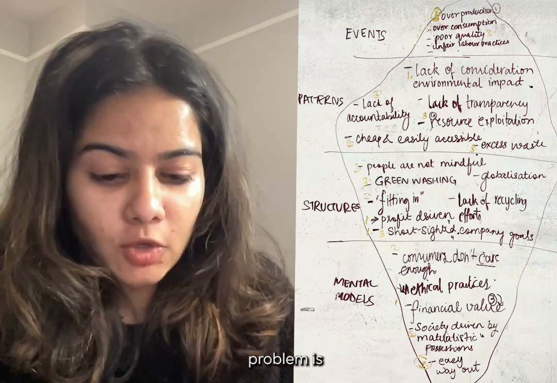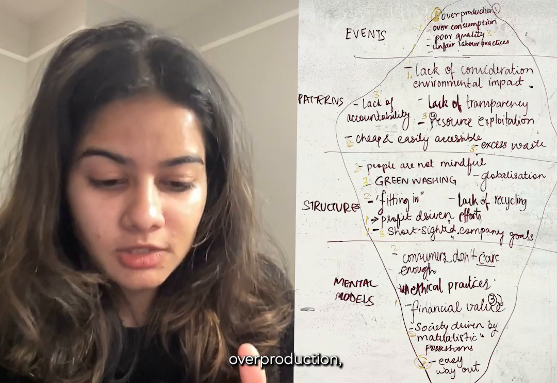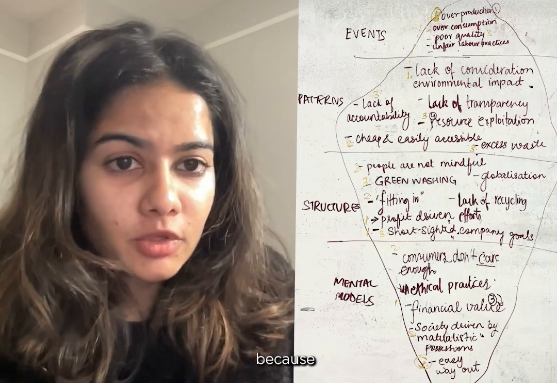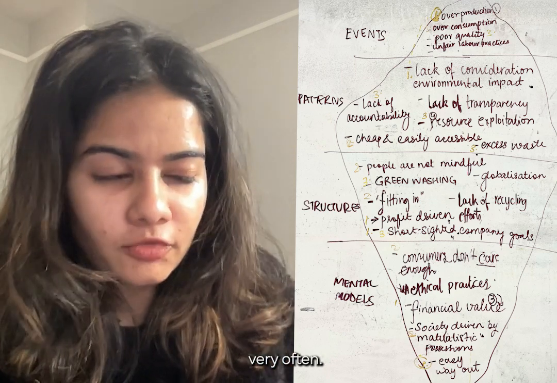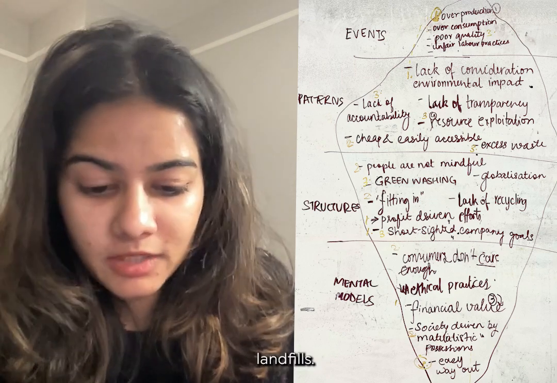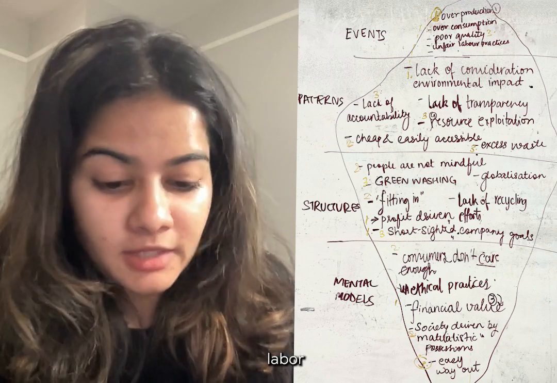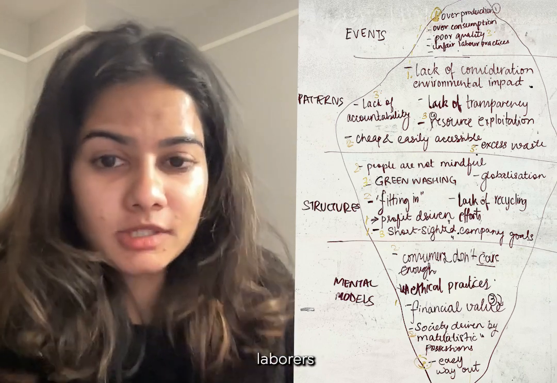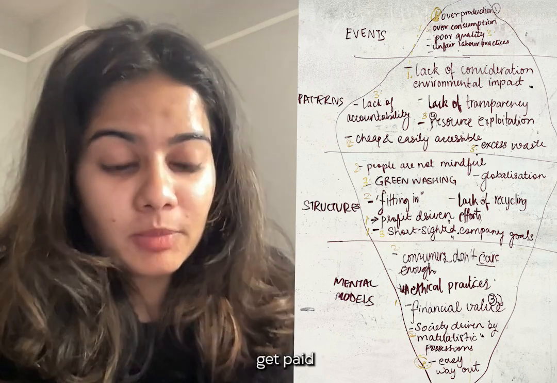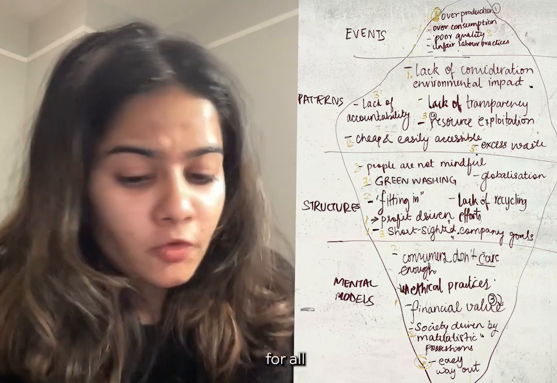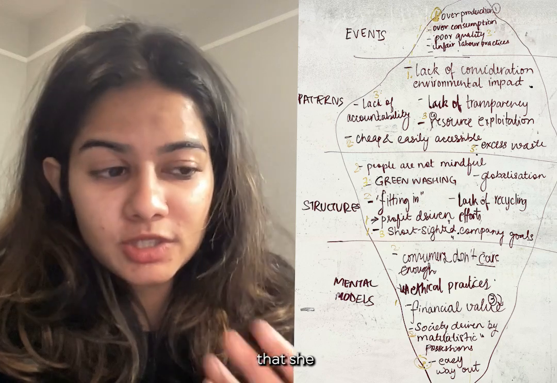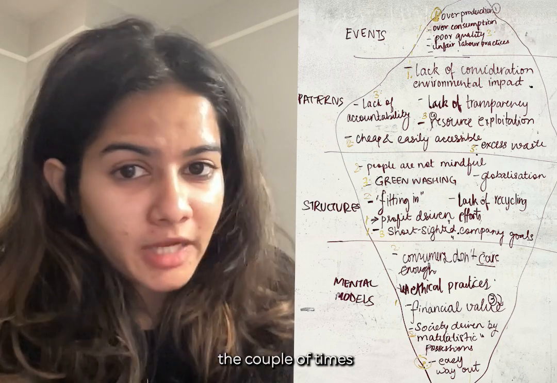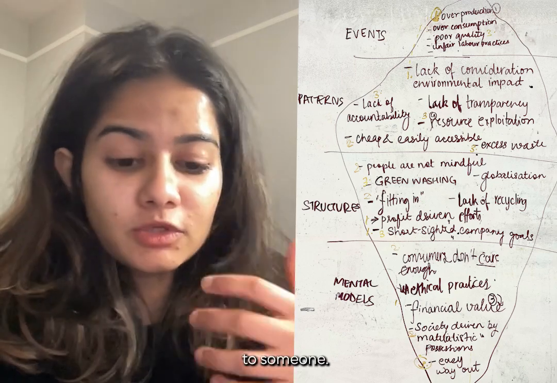The events for this problem are that there is overproduction, there is overconsumption, there's poor quality of clothing because of which you need to discard your clothes very often, and that's why they end up in landfills. And there are unfair labor practices. If you look at Shein, according to statistics, laborers are so underpaid, they get paid only $20 a day for all days of work, and we all know that Shein has very poor quality clothes. You usually wear them a couple of times and then throw them away. You can't even give them to someone else.